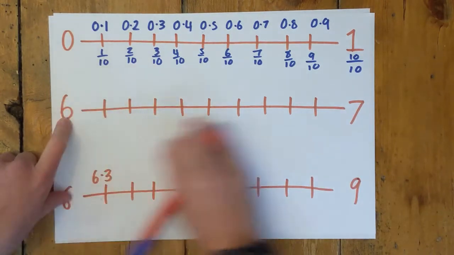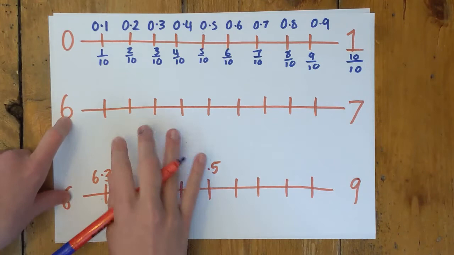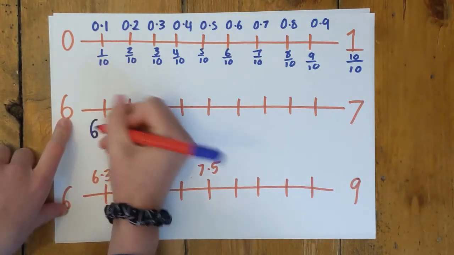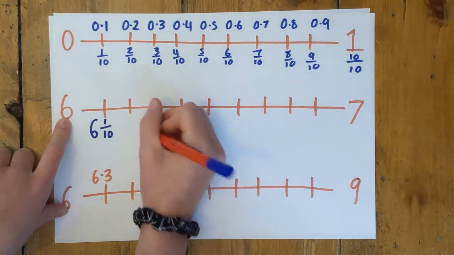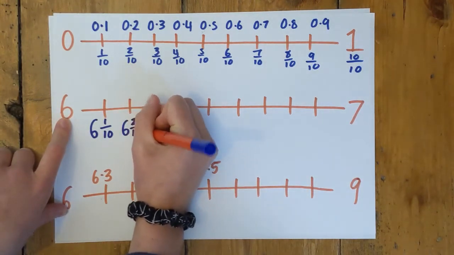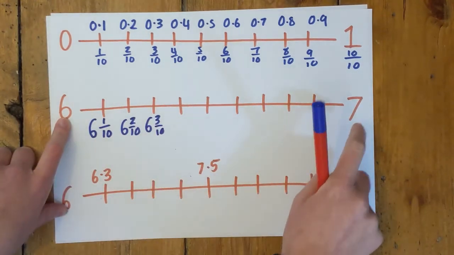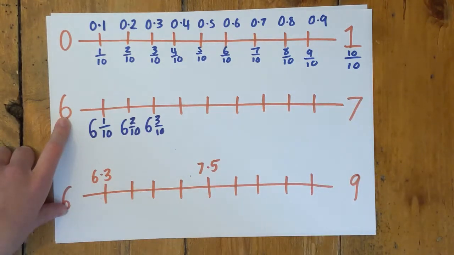Now, you don't need to go through and put the fractions in here. On the home learning it says just put the decimals on. If you want to put the fractions, you can. So I know that here, for example, would be 6 wholes and 1 tenth, 6 wholes and 2 tenths, 6 wholes and 3 tenths, and so on till I get to here, where it would be 6 wholes and 10 tenths, which would be the same as 7.